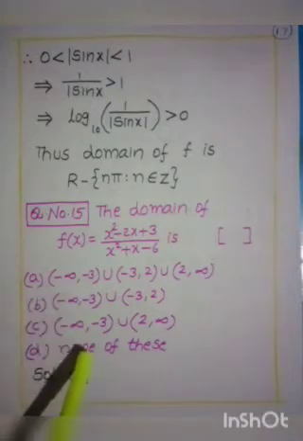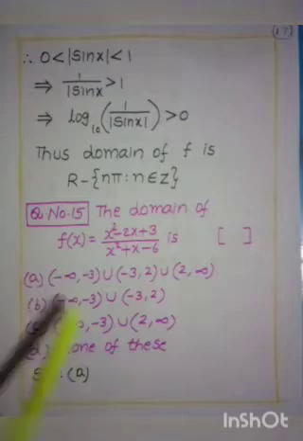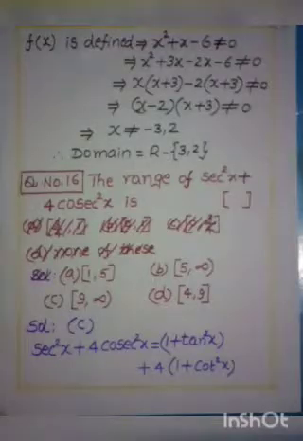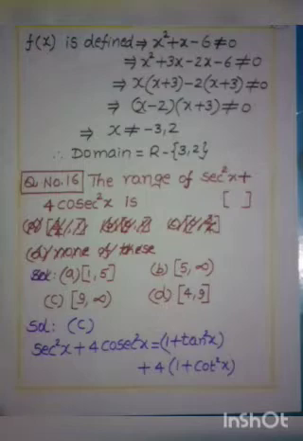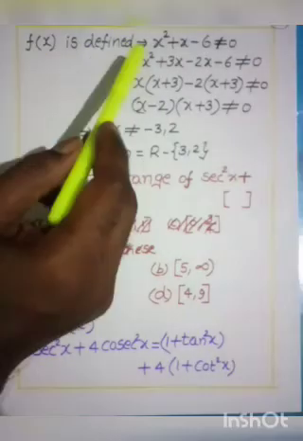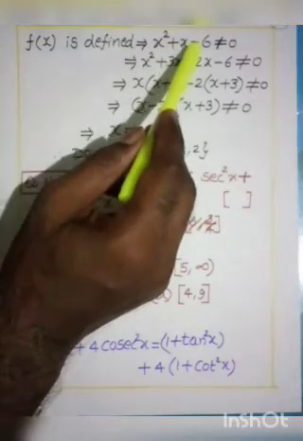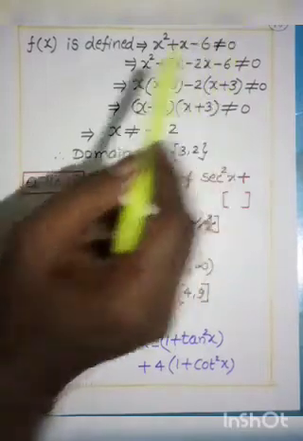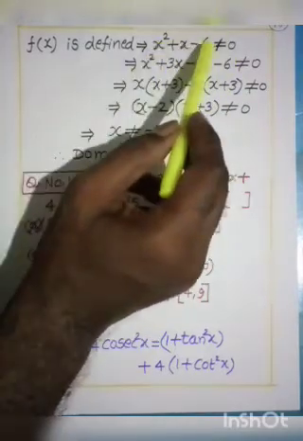Out of all these four options, option A, the first option, is the correct option. Let us see the explanation. Here also, if you observe, the given function f is a rational function, meaning numerator by denominator. If the denominator is equal to 0, then we say that the function is not defined. So here f of x is defined when x square plus x minus 6 is not equal to 0. The denominator should not be equal to 0. This implies, now this is a quadratic expression.